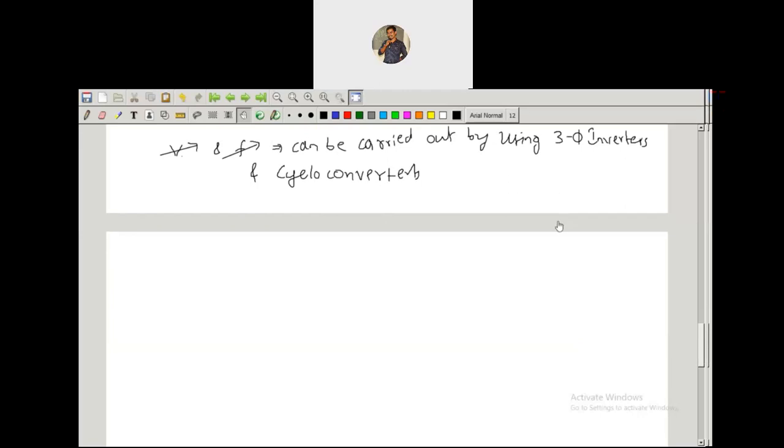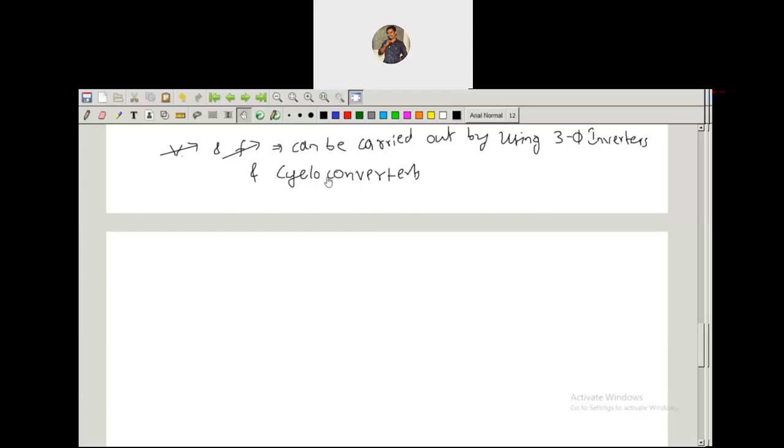Now the question is where we use the three-phase inverters and where we use the cycloconverters. Basically, these three-phase inverters are used in low and medium power drives. Coming to cycloconverters, these are used for high power drives, like cement mills and locomotives. In high power drives, we use cycloconverters for variable voltage, variable frequency control of the induction motor.